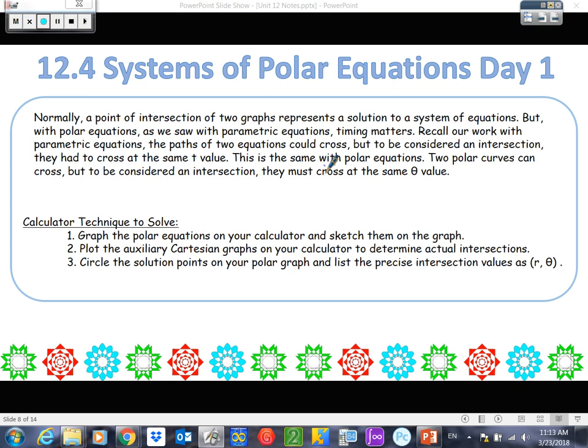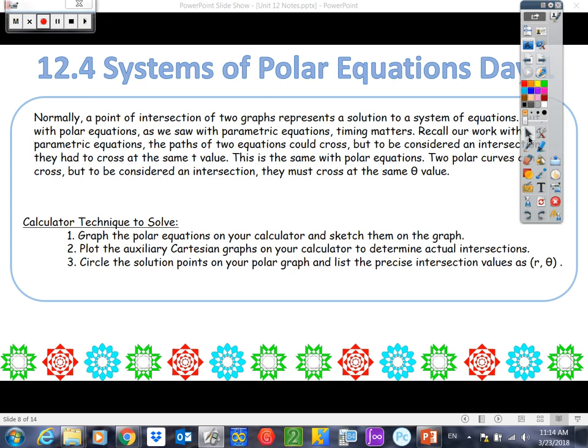So we're going to go into Cartesian or function mode to graph them so that we can truly see where they intersect. Then we're going to go back to our graph and circle the intersection points, just to tie it all together. Where are they actually intersecting? Because that's what we're going to be looking at. So let's go to our example on the next slide.